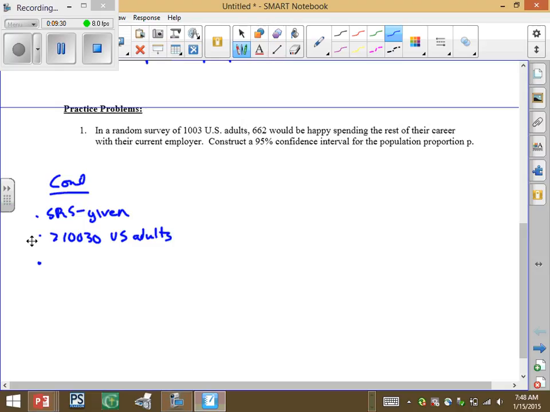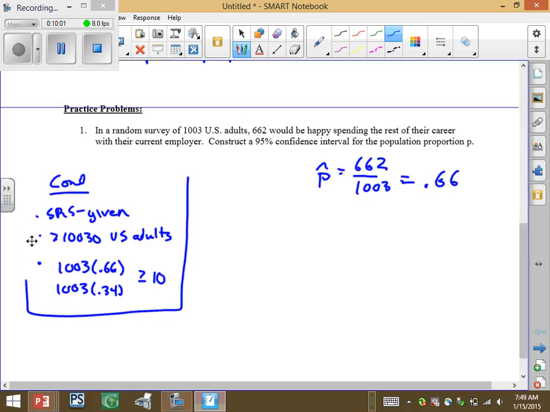Then finally, we need to come up with a p-hat, and that's 662 out of 1,003, which is really close to 62%, a little bit over. It's actually 0.66. So my p-hat of interest here is 0.66. Now we'll go 1,003 times 0.66, and 1,003 times 0.34. Both of these values are greater than or equal to 10, so my conditions are all met, which means I can move forward with my confidence interval.